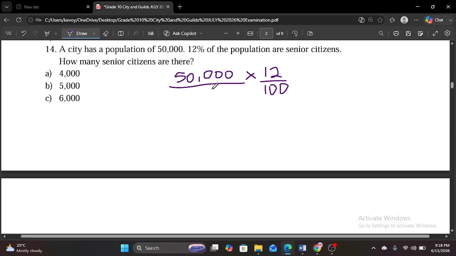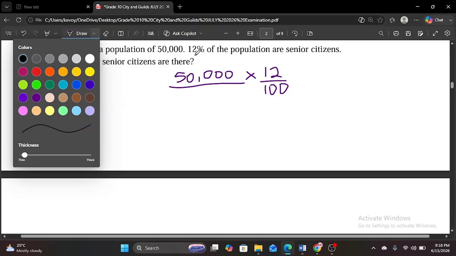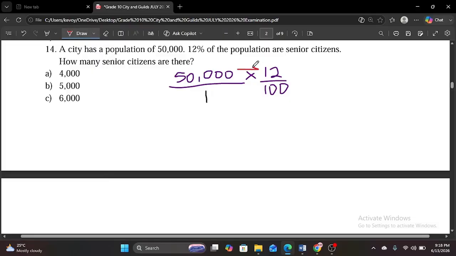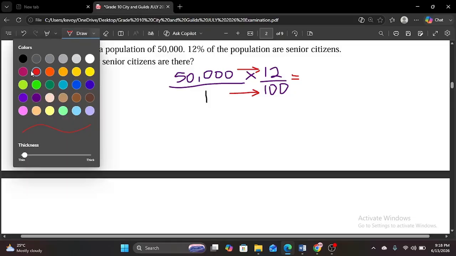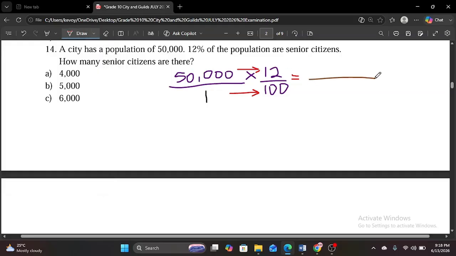If we have our whole number, we just put that whole number over 1. All right, so multiply now, numerator times numerator, denominator times denominator. So that's going to be equal to 12 times 50,000. We know that if you multiply 12 times 5, that's going to be 60. And you add your zeros. So that's going to be 600,000.